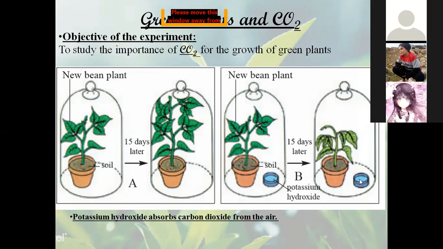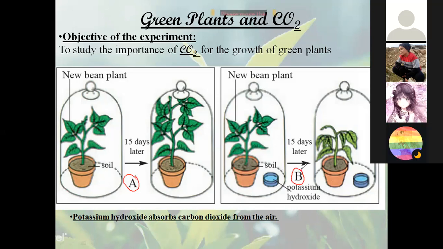Yes, Fatima, what is the comparison? Compare the aspects of the two plants A and B, meaning the appearance or the shape of the two plants A and B. Yes, Fatima, your answer is, and plant A, yes, there wasn't potassium hydroxide. Pay attention, Fatima.